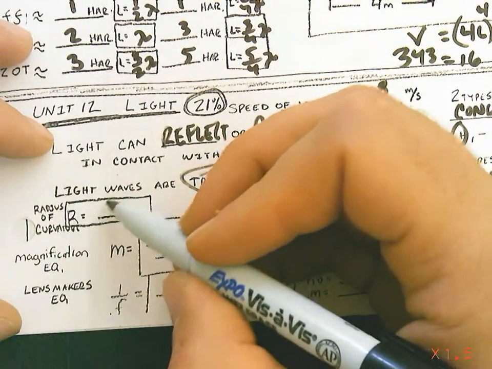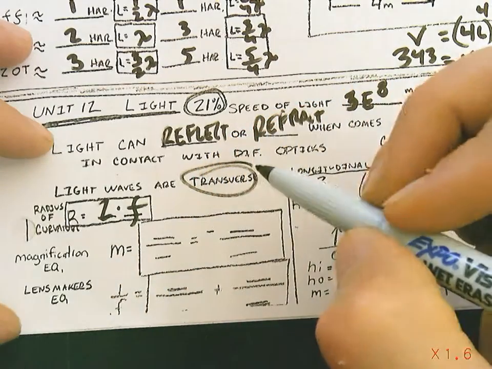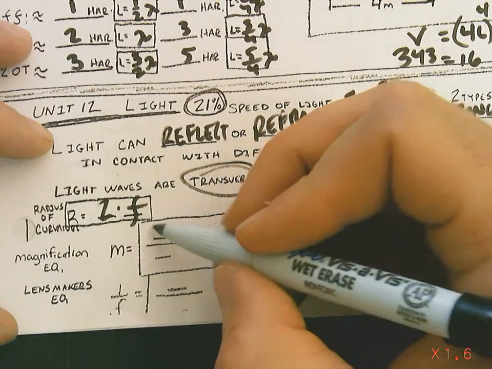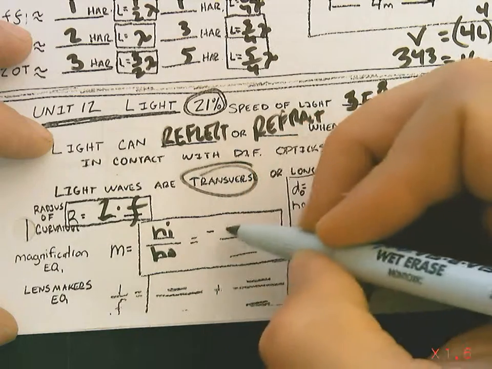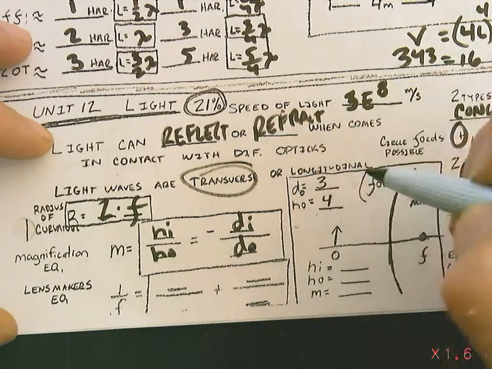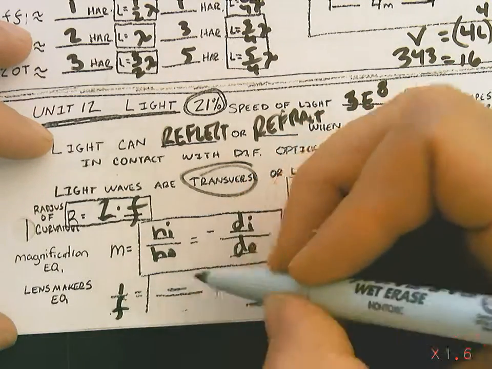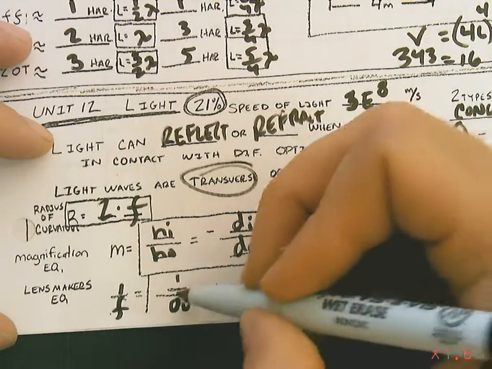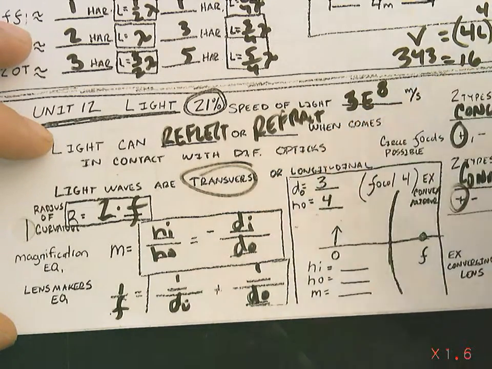Curvature of radius is 2 times the focal, r equals 2f. Magnification equals hi over ho, which equals negative di over do. Lens makers: 1 over f equals 1 over di plus 1 over do.